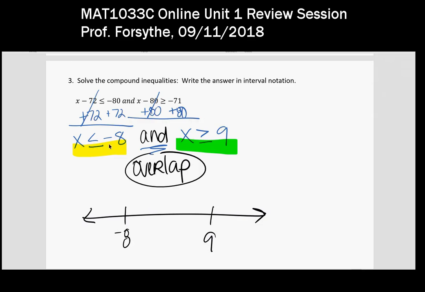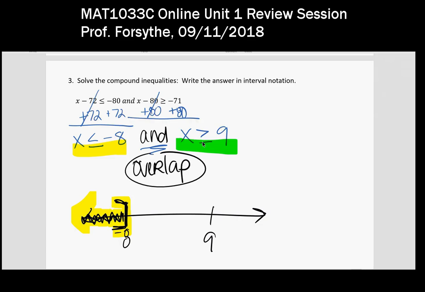So x is less than or equal to negative 8. So this is negative 8. All the values less than negative 8 are to the left. And then it's equal to, so we're going to use a bracket. So this is what your graph would look like for x is less than or equal to negative 8.